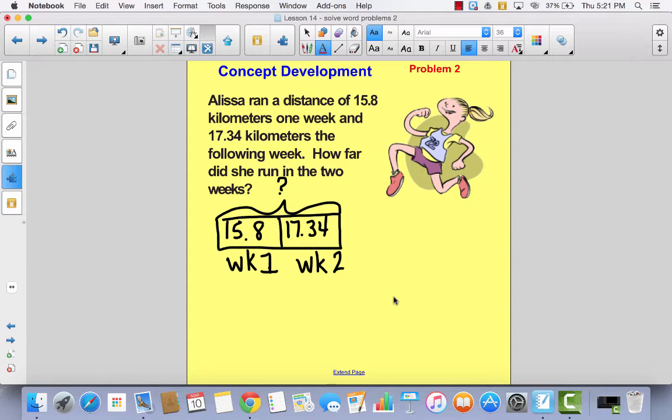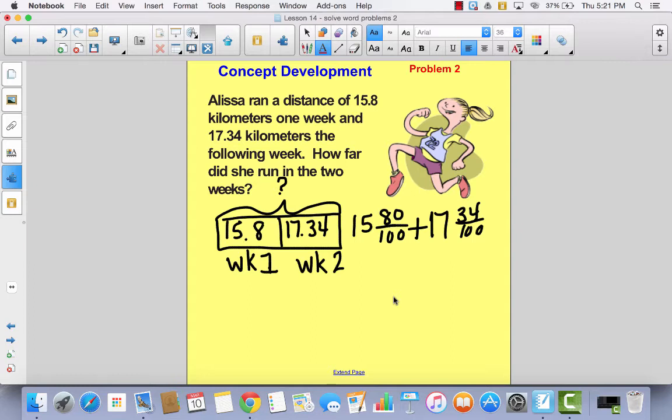So if I've got 15, I'm going to go ahead and convert these to fractions, 8/10 plus 17 and 34 hundredths. Well, before I can add, I'm going to need common units. Right now I have tenths and hundredths. So I'm going to change these tenths to hundredths by adding a 0 here. So now I have 15 and 80 hundredths plus 17 and 34 hundredths. Now I'm ready to add.